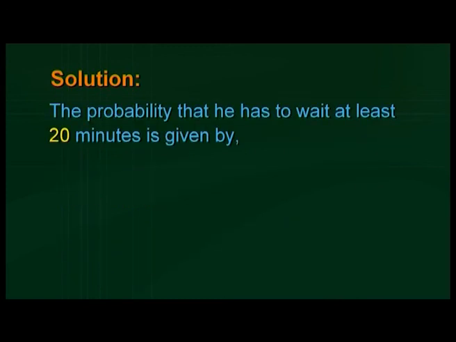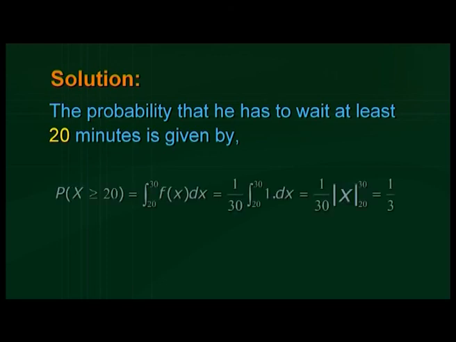The probability that he has to wait at least 20 minutes is given by the probability that x is greater than or equal to 20, which is equal to the integral from 20 to 30 of f of x dx, is equal to 1 divided by 30 into the integral from 20 to 30 of 1 dx, is equal to 1 divided by 30 into x ranging from 20 to 30, which is equal to 1 divided by 3.